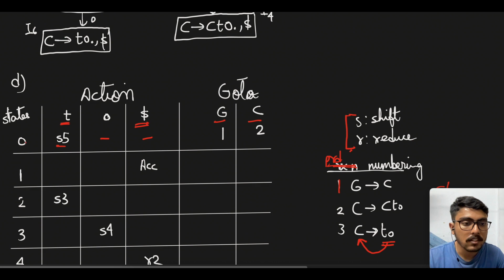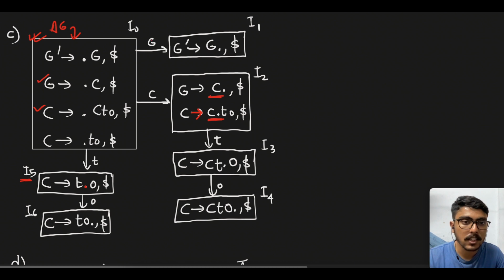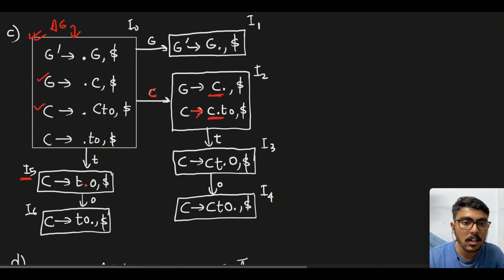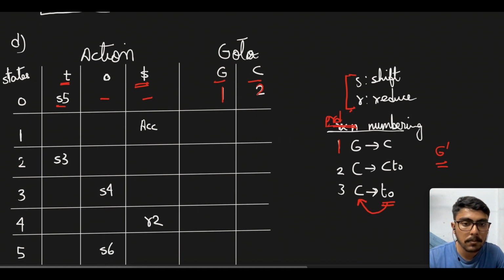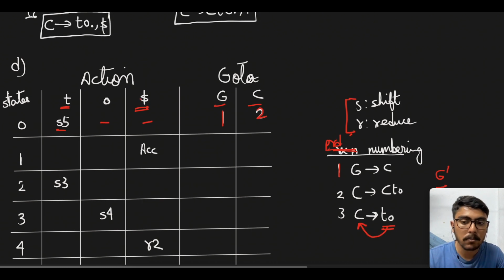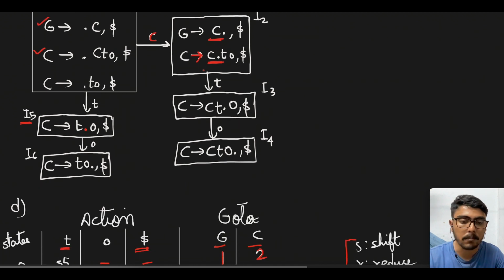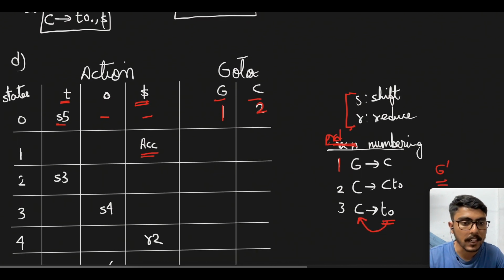But in state 0, we have been given in the canonical collection of items that G can occur, so we go to state 1, so then we write 1 here. And if we have C, we will go to state 2. Similarly for state 1, if the dollar symbol appears in the input, then we will accept the string, because this is what we need. The strings should be parsable and we should be able to traverse the entire string using the compiler. So then the string is accepted.